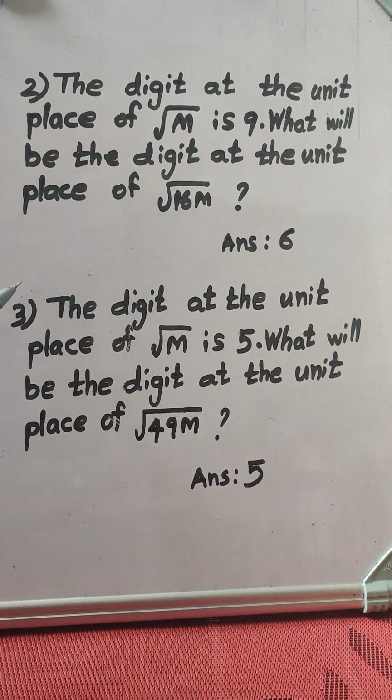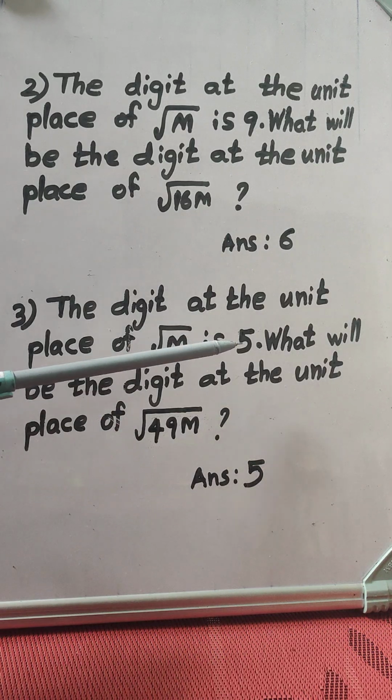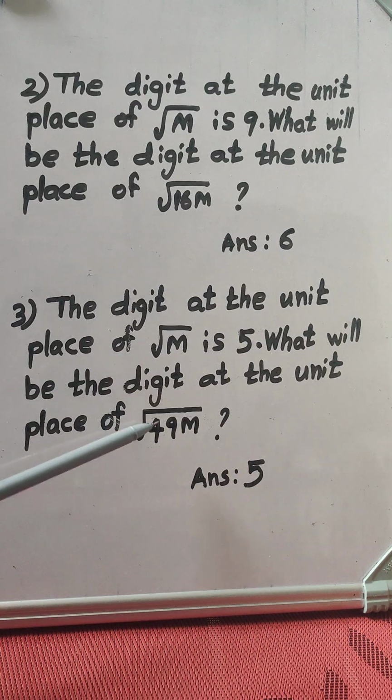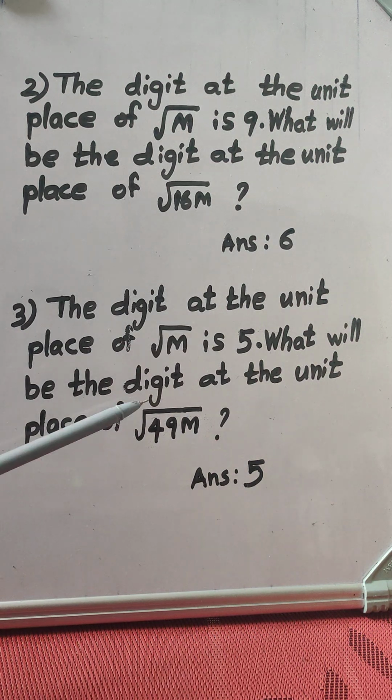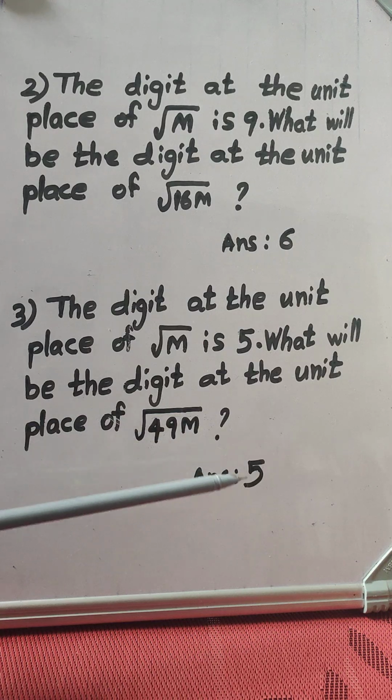Okay. Number 3. The digit at the unit place of square root of m is 5. What will be the digit at the unit place of square root of 49m? Here also a number ending with the 5. So square root of 49 is 7. 7 into 5 is equal to 35. So place value 1 unit place of the number will be 5.